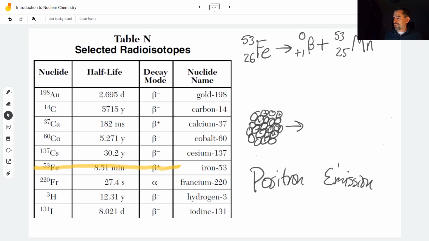Manganese, I believe. And so down here, I'm just going to write beta plus. This is the manganese nucleus.